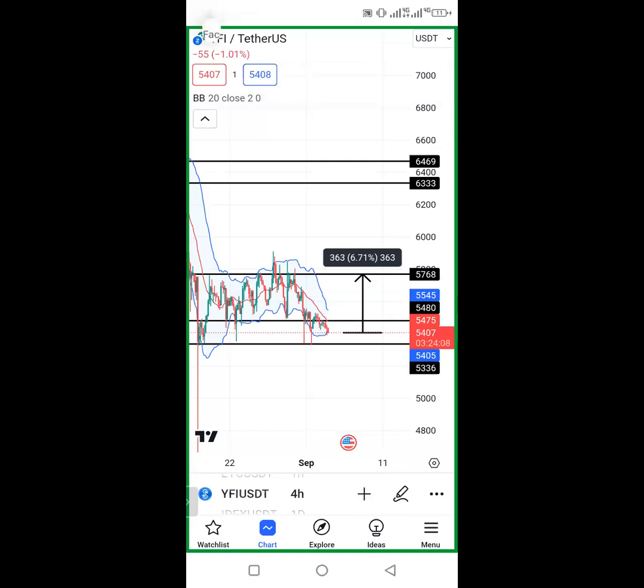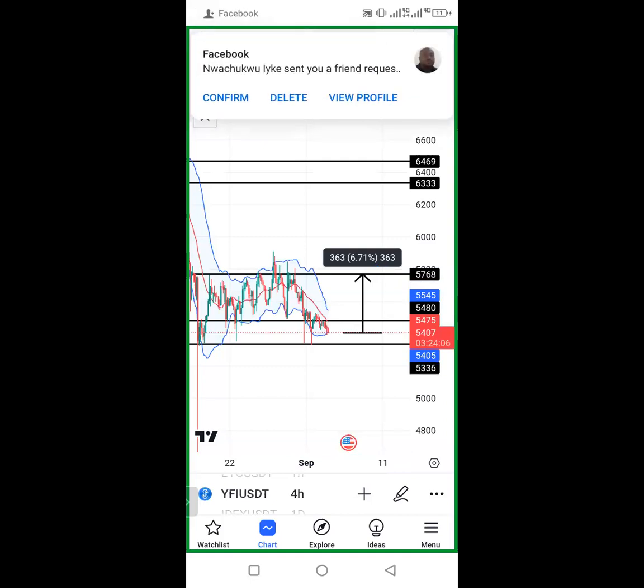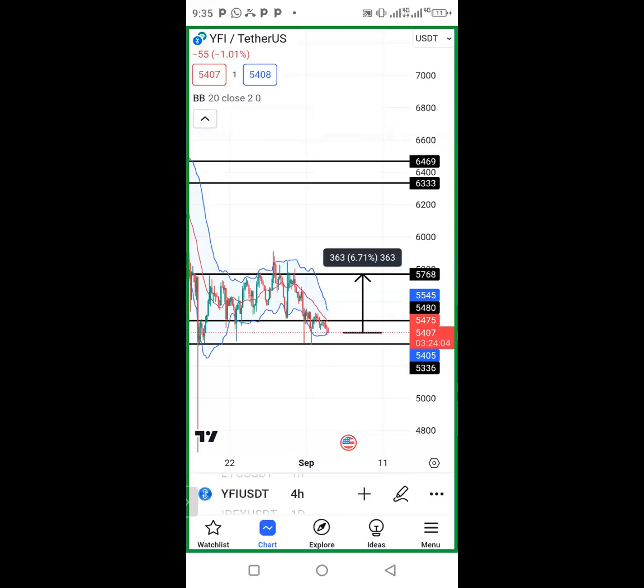So in summary, this is how you use your Bollinger Band to get what? Support and resistance. Why are you using Bollinger Band? Because immediately you see the horizontal nature of the 20 EMA, which is the red line, once you spot it, it shows you that this is actually your sideways market or your consolidated market. Then you can pick your support and resistance.